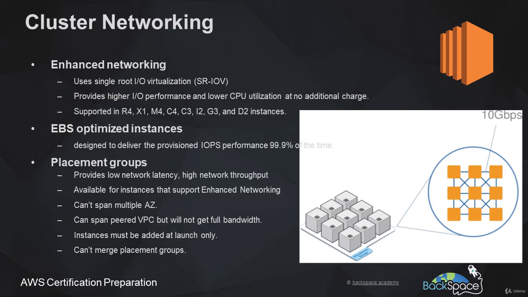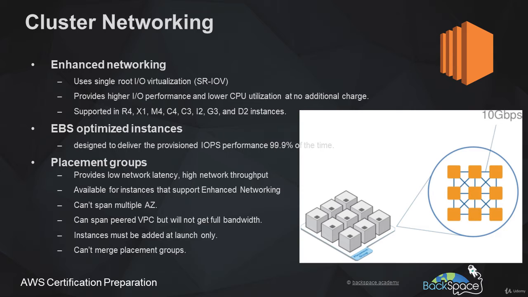Placement groups cannot span multiple availability zones. They need to be in the same availability zone. They can span peered VPCs, but they will not get the full bandwidth that you would get in a single VPC, in a single availability zone. Instances must be added only at launch time. So you can't launch an instance and then try to add it to a placement group after that. You need to launch that instance and then select the placement group to launch that instance into.